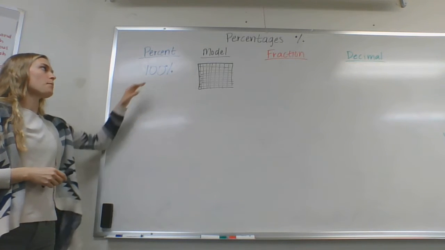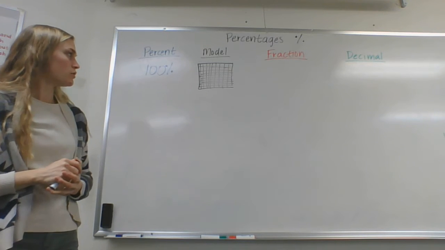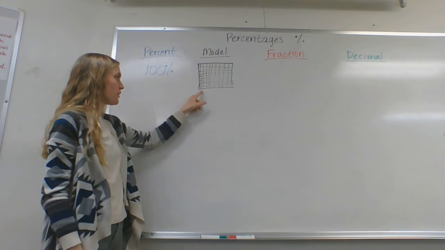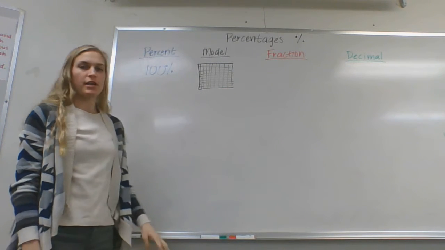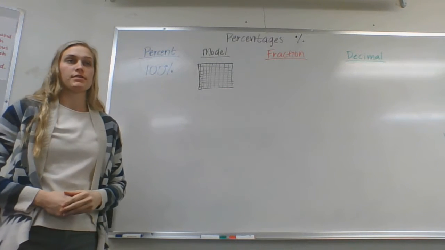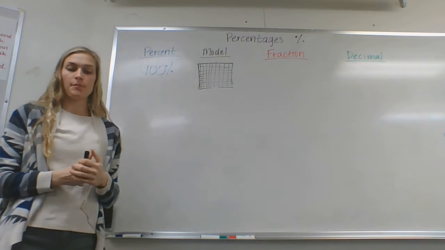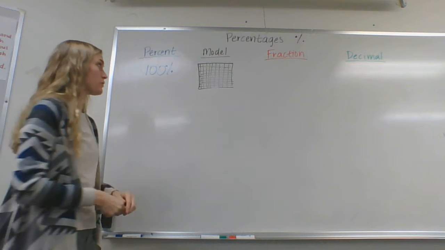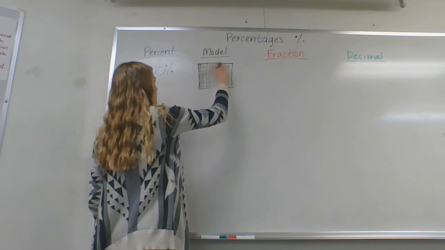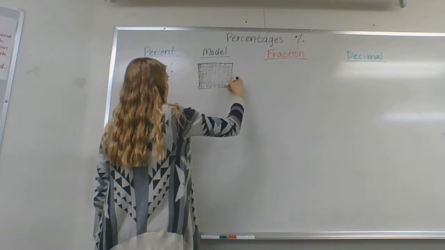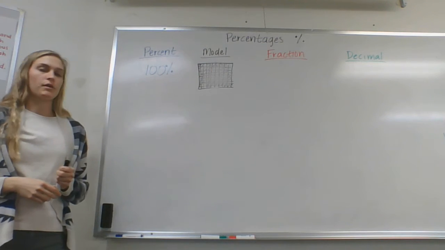Okay, so if we were going to model 100%, I already said this is the maximum you can give. There's 100 little squares in here now. How many do you think we would shade in to show 100%? To get 100% on a test or a homework assignment, you got a perfect score, you got everything right. So 100% would be all of this shaded in. The whole thing filled up. 100 of the squares.